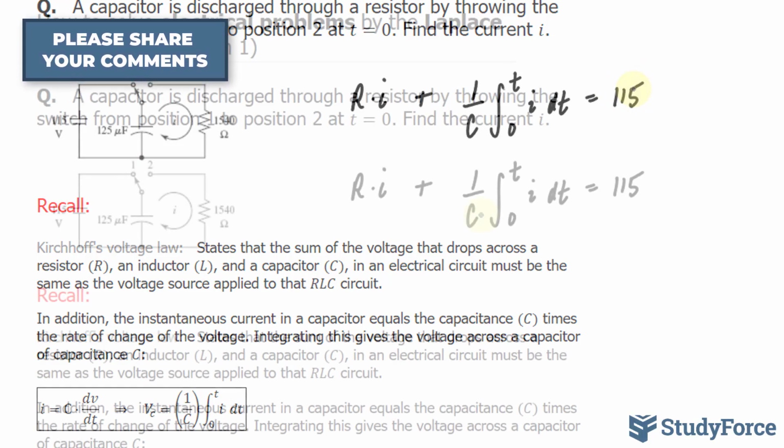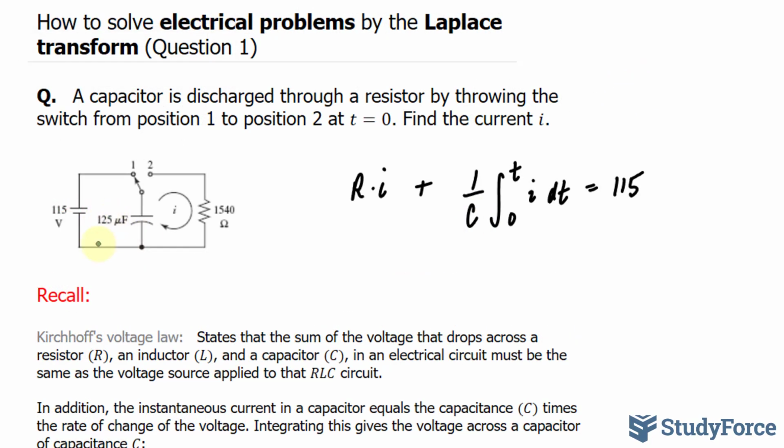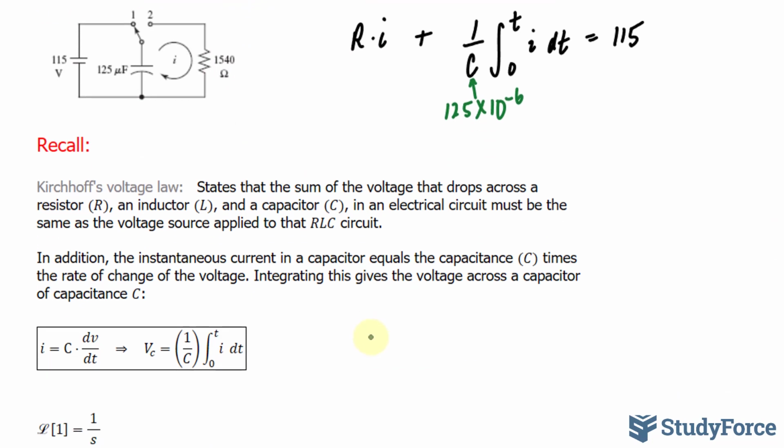The next thing that I'll do is replace this C with what it's equal to, and it's equal to 125 microfarad, but we can't use microfarad, we have to use farad. So to change that, we need to write 125 times 10 to the power of negative 6. That takes the place of C. What takes the place of R is 1,540 ohms. So let's go ahead and write that down. 1,540 times I plus 1 over this number gives you 8,000. 8,000 times the integral between 0 and t, I dt is equal to 115.